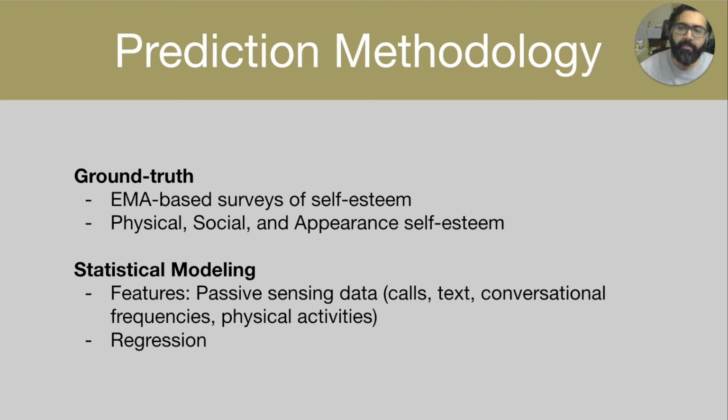So as we aim to predict self-esteem using passive sensors, we adopt a regression-based approach. Here, the ground truth data comes from EMA-based surveys of self-esteem, measuring performance, social, and appearance-based self-esteem. And the features or the independent variables come from passive sensing data, including frequencies of calls, texts, conversations, as well as physical activity-based features. We adopt a leave-one-out cross-validation approach to validate our predictions.